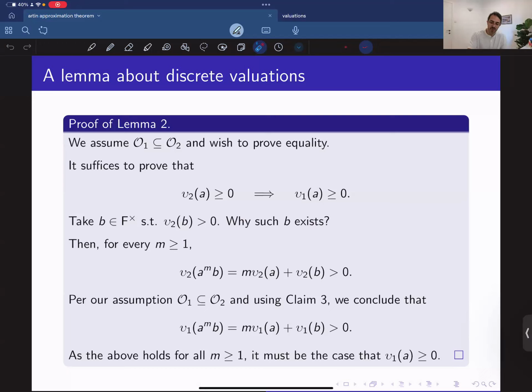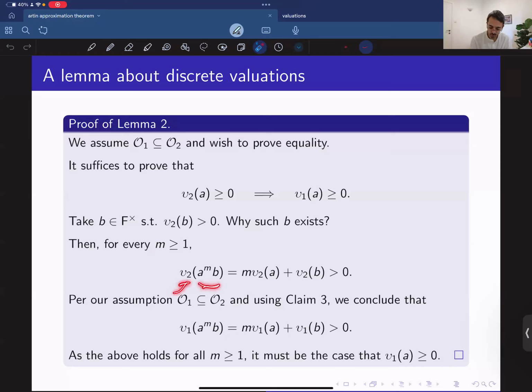That's just one example to argue that such B exists. But what should you do with this B? You don't care about B, you care about this A. So the idea is the following. For a parameter M that we will fix later on, let's consider the element A to the M times B.